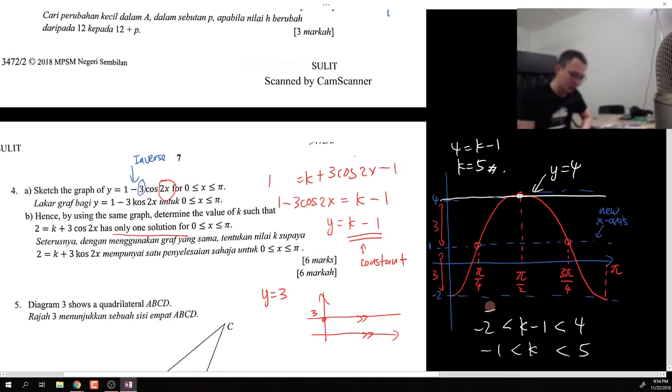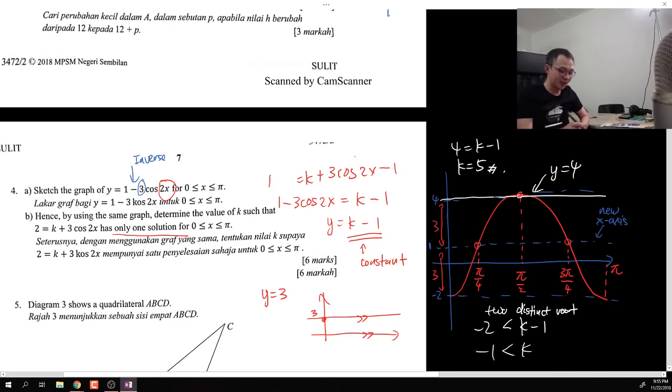If they ask about two distinct points or two different roots, then you need to do this, because at the maximum, oh no, at the minimum they also touch 2 points, right? Yeah, minimum here they also touch 2 points. So what we can do is, we can only do like this. k minus 1 is negative 2 or less than k minus 1, so k will be bigger than negative 1. Because at the negative 2, negative 2 here is wrong. Two distinct points will be from negative 2 up to 4.